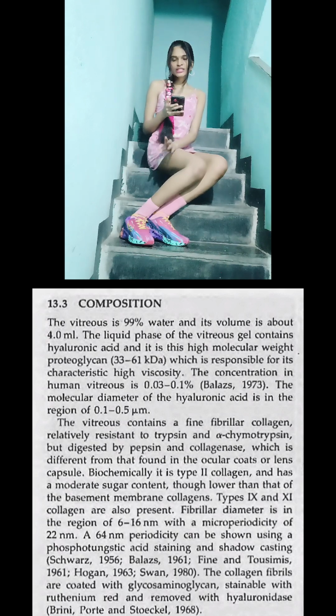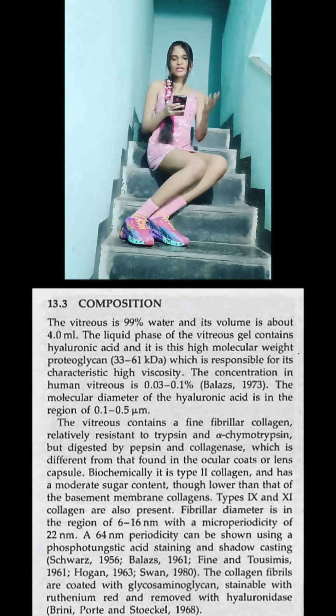The vitreous contains a fine fibrillar collagen, relatively resistant to trypsin and alpha-chymotrypsin but digested by pepsin and collagenase, which is different from that found in the ocular coats or lens capsule. Biochemically, it is type 2 collagen and has a moderate sugar content, though lower than that of the basement membrane collagens. Types 9 and 11 collagen are also present, so it's mainly type 2 collagen.